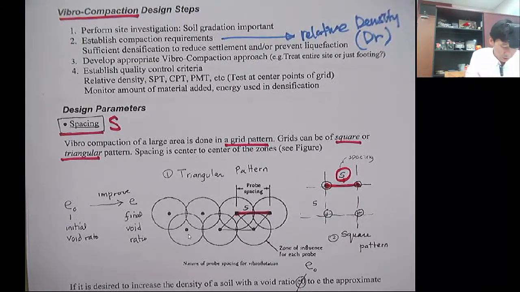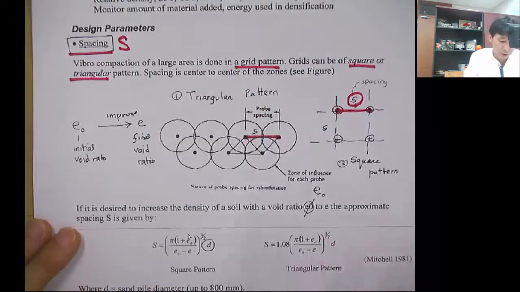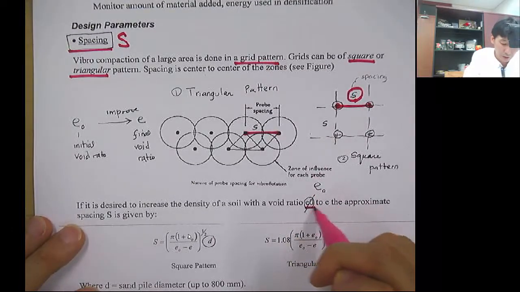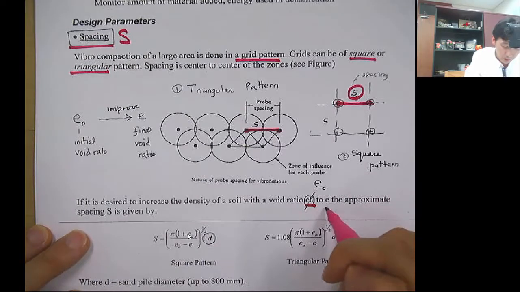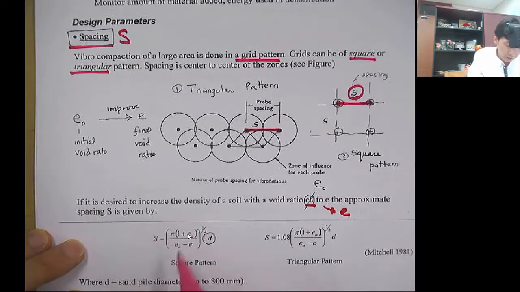If it is desired to increase the density of the soil in terms of the void ratio, so let's say that the initial void ratio is e naught, and you want to decrease this void ratio to e, then spacing can be determined by using this equation.